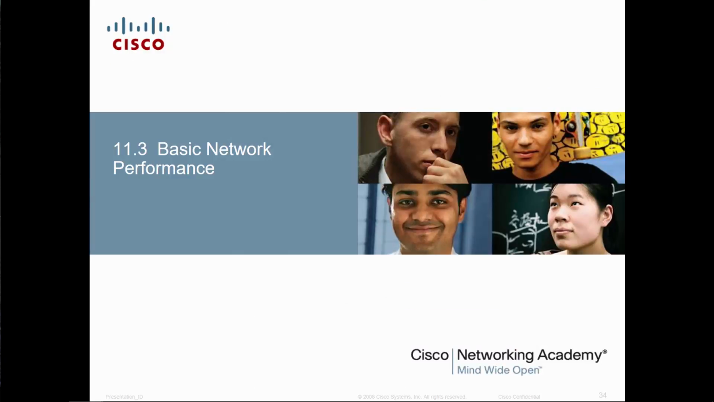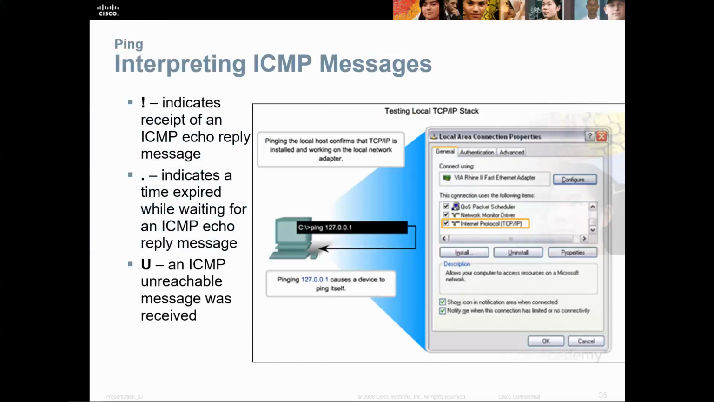All right, moving past that, let's talk about network performance. So, when we go to ping something, normally we're looking at 3 responses: exclamation mark, a period, and a U. U normally means unreachable, period means timeout, and exclamation mark means it actually did it, it received it.